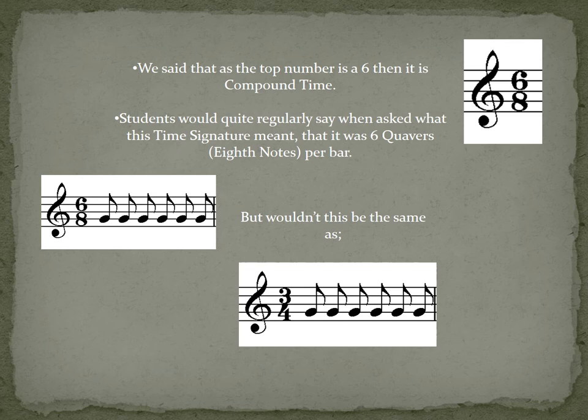Now to distinguish why, if we look at the two examples on the slide, you can see the first one that I've put on there is 6/8. You can see 6 quavers. You look at the next one down, which is a simple time signature, simple triple crotchet beats, in other words, 3 crotchet beats per bar, also would contain 6 quavers. So the question would arise is, what's the point in having 6/8 and 3/4?